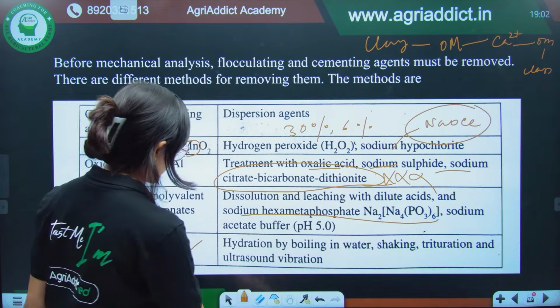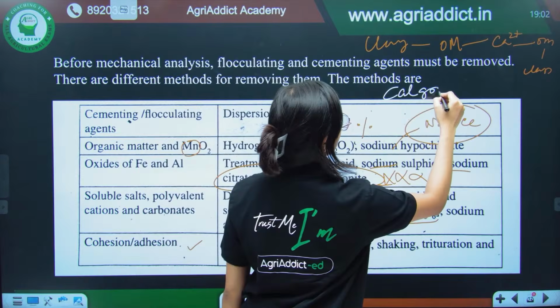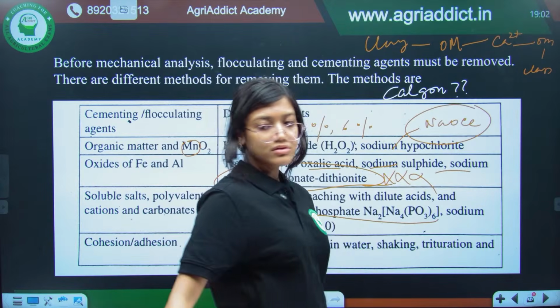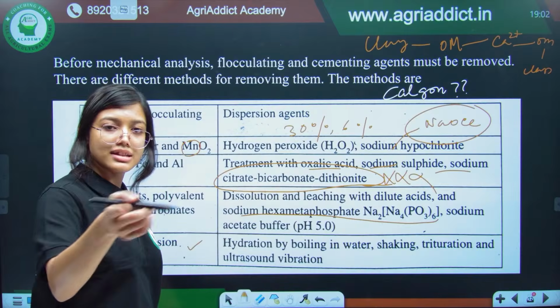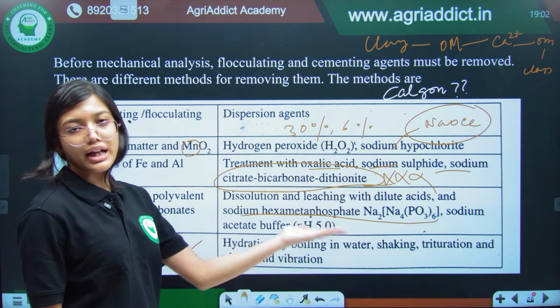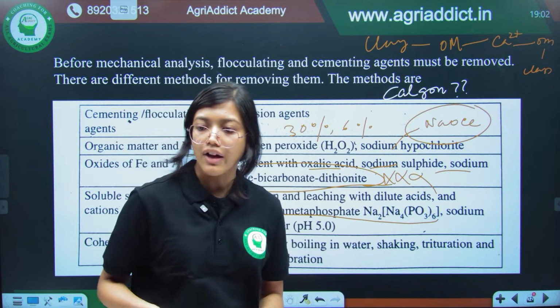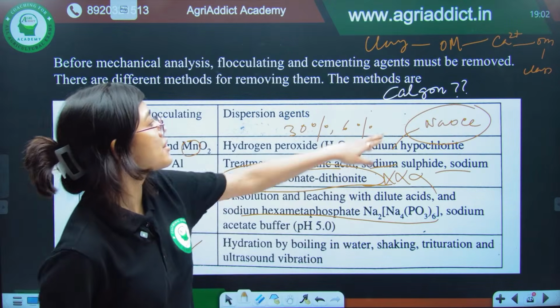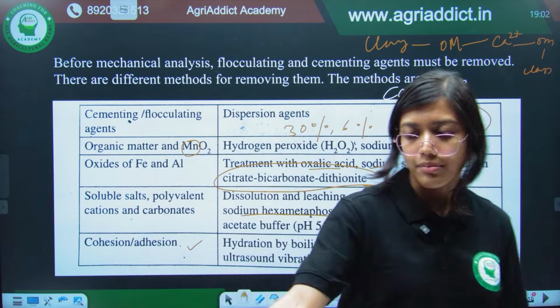And then there is another term which is called calgon. So who can tell me the composition of calgon? Who can tell me the composition of calgon? So sodium hexametaphosphate is there, and for cohesion or adhesion we can go for mechanical methods like boiling in water, shaking, titration, ultrasound vibration, etc. So who can tell me what is the composition of calgon? I want the answer in the chat box.